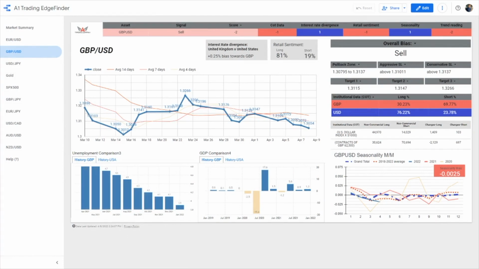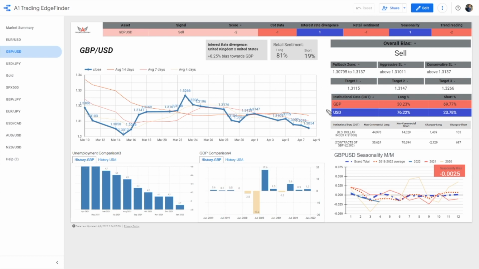What you're looking at is the A1 EdgeFinder. This is a software tool that our team here in Atlanta at A1 Trading has been putting together and designing for weeks. And we are so excited to finally be releasing it to the public. And what it does, you can see there's a whole bunch of stuff on the screen. I'm going to explain it all here in this video.